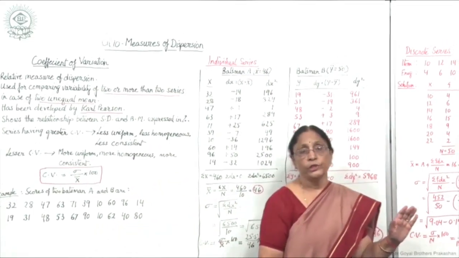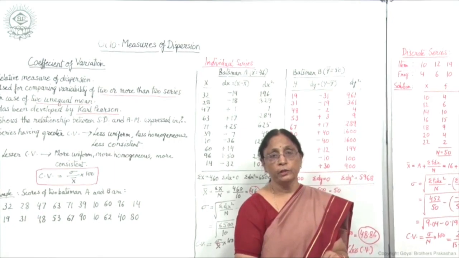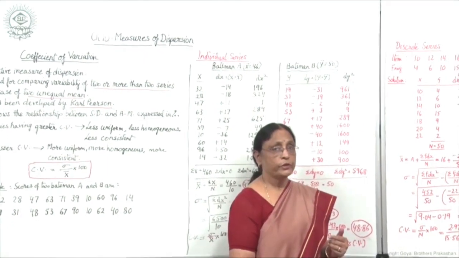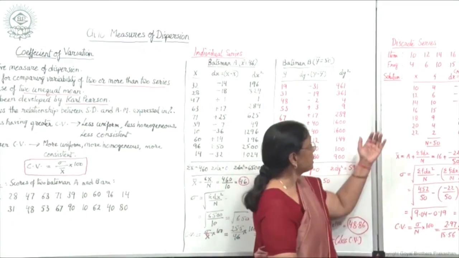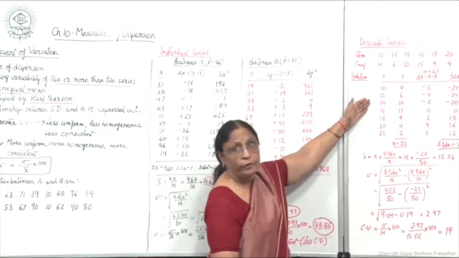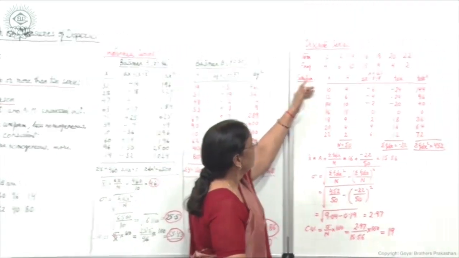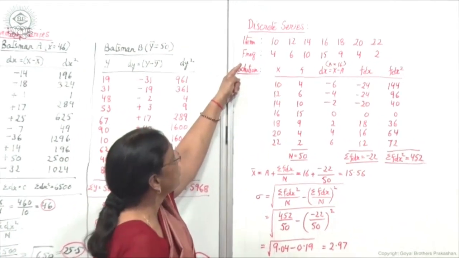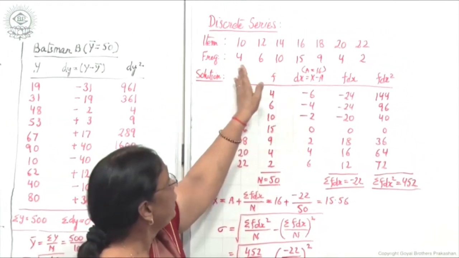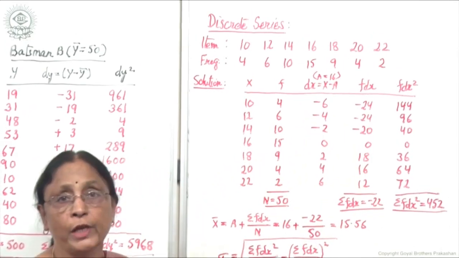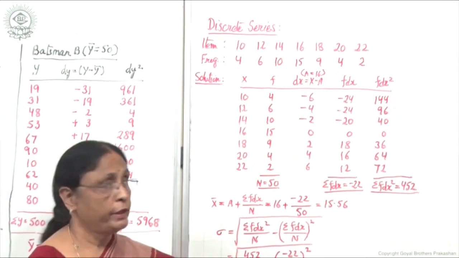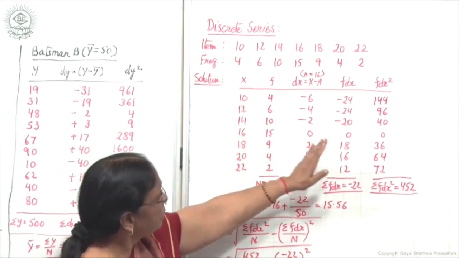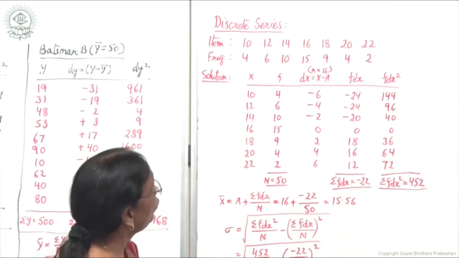Now we will take the calculation of coefficient of variation in the next type of series, that is the discrete series. This is the case of a discrete series. Item and frequency are given. You know frequency is given in the case of a discrete series. This is the data given to you. You are supposed to calculate the coefficient of variation. These are the steps you are supposed to follow.